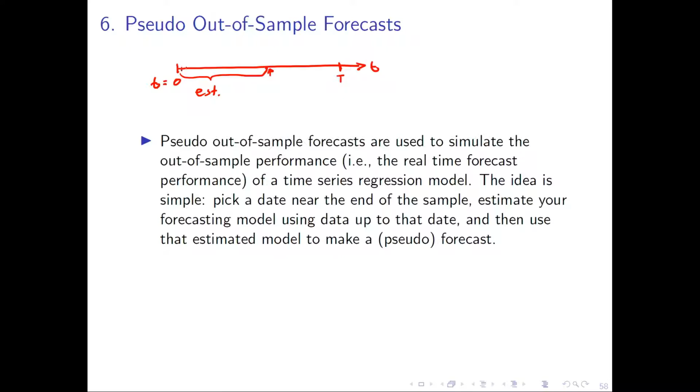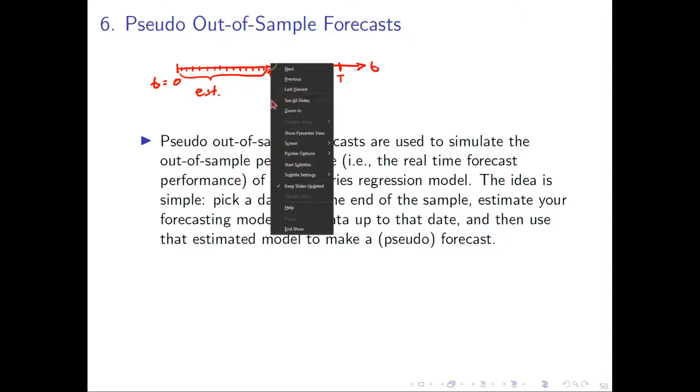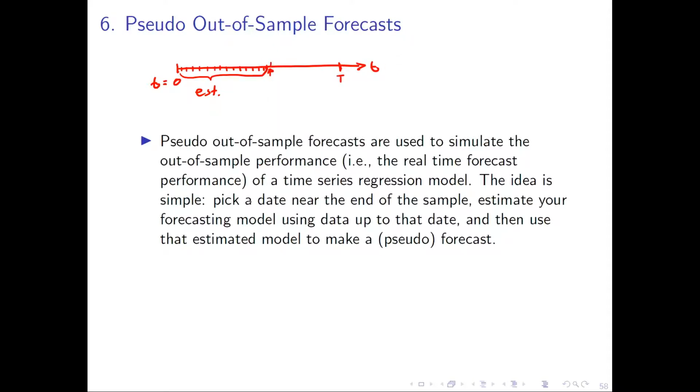So if this is daily data, then you would use the data for all these dates to forecast this date over here. Okay, so you estimate the model, and then you forecast the next step. And this is called a pseudo forecast because you know this data, but the model does not. Okay, so this forecast can be compared to the actual value in your data.